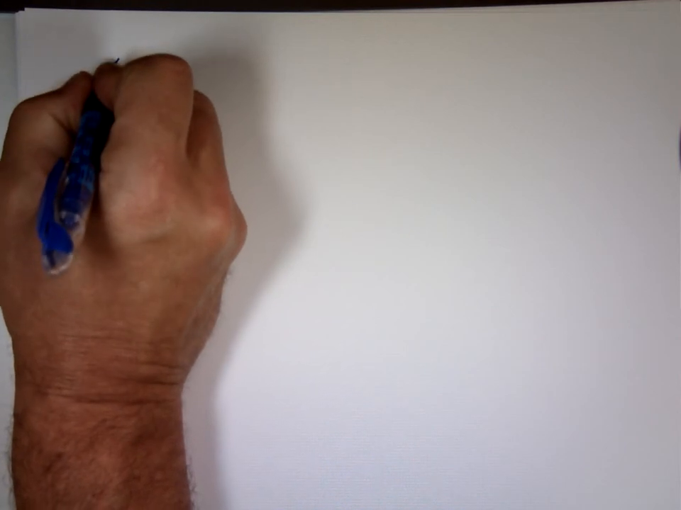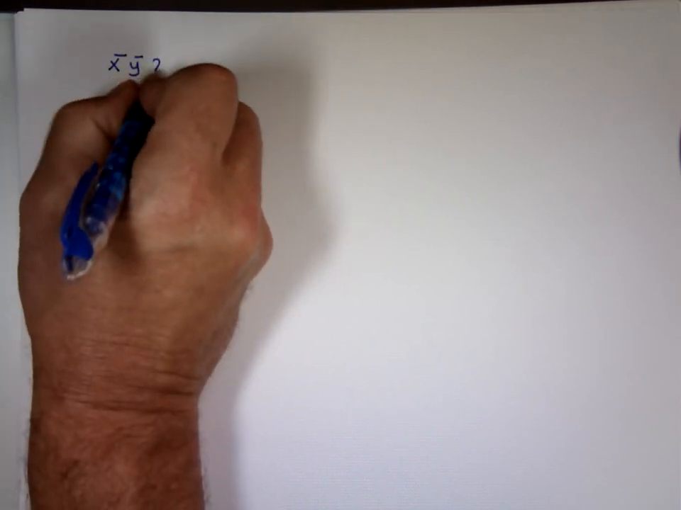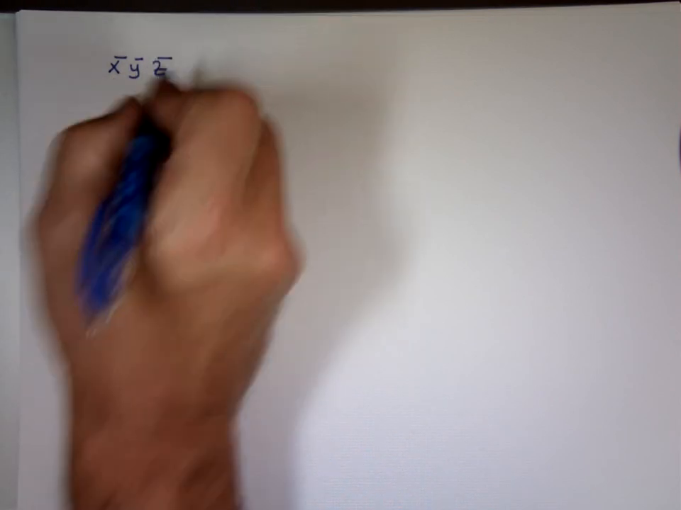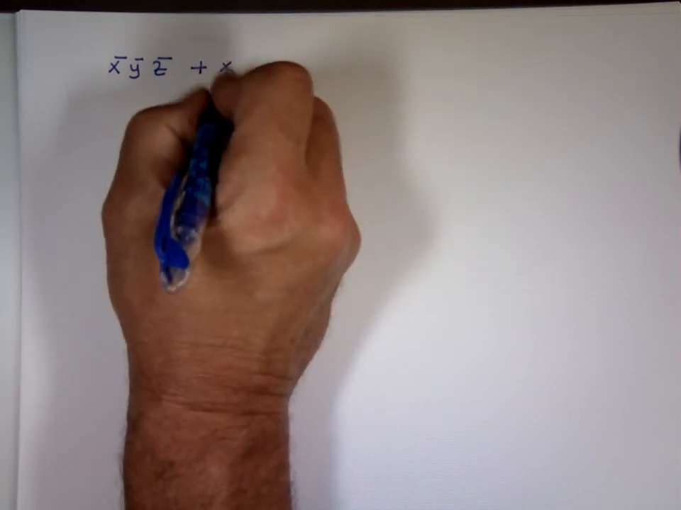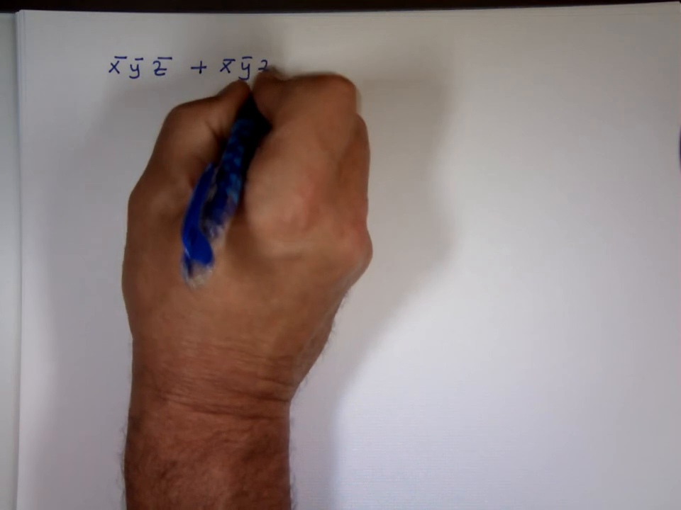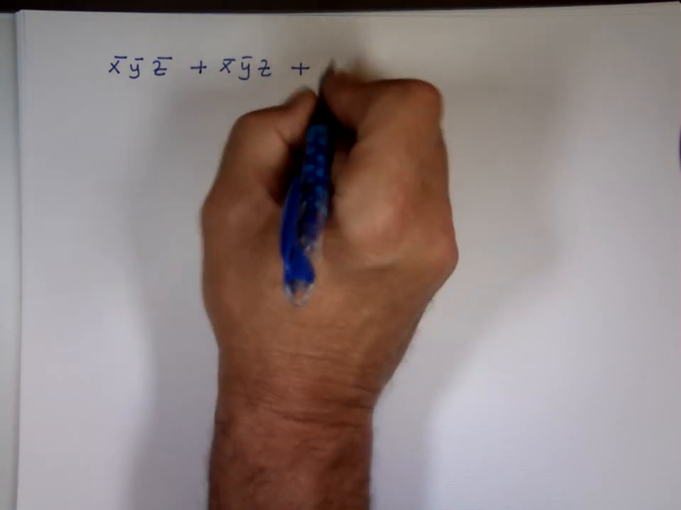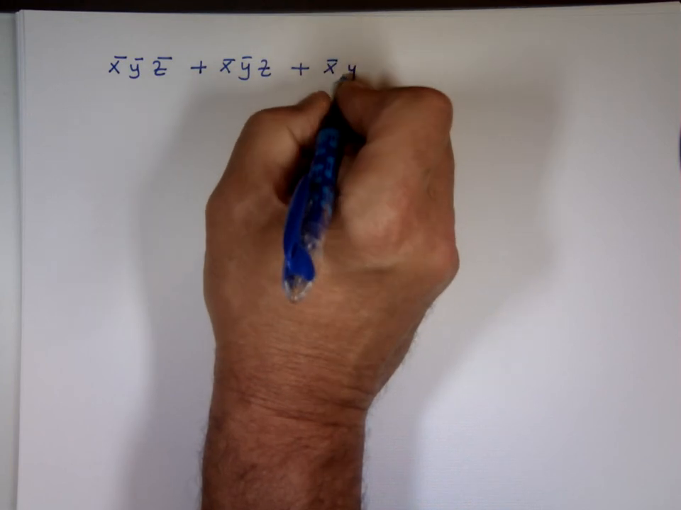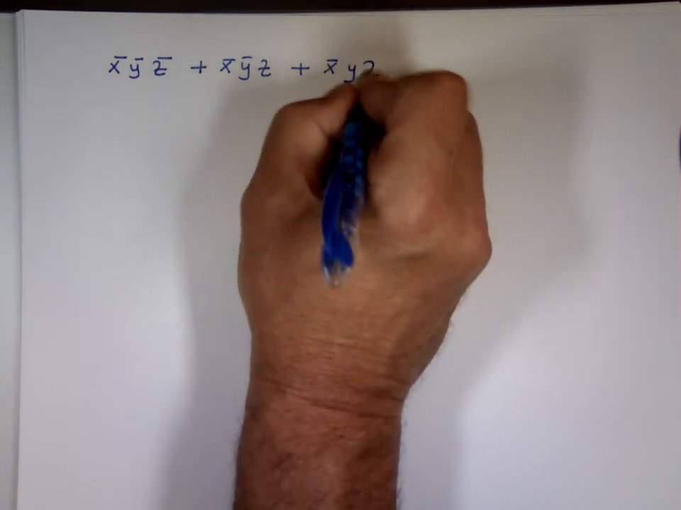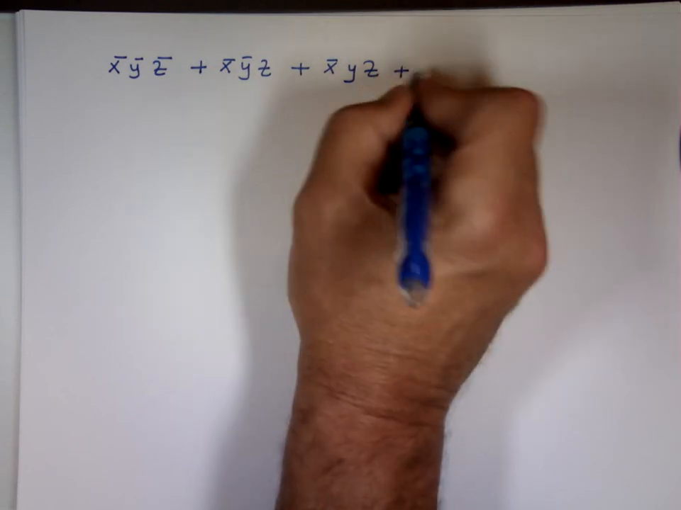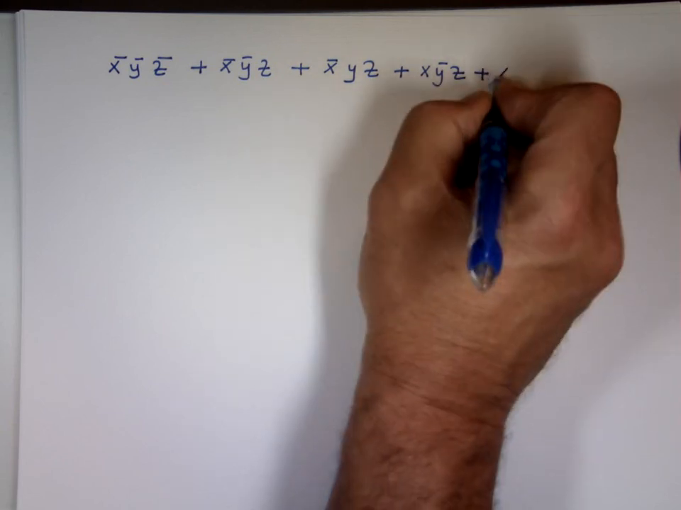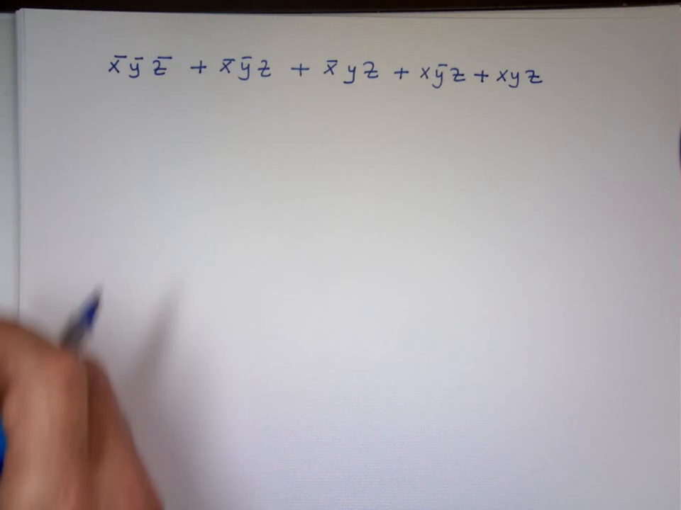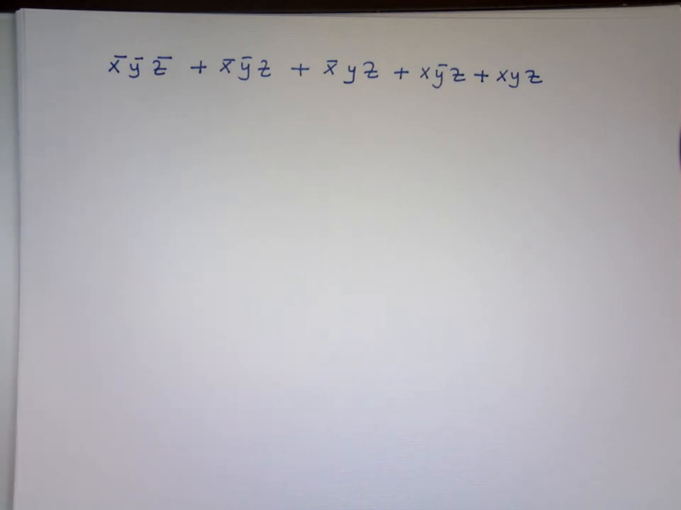I got x bar y bar z bar, plus x bar y bar z, plus x bar y z, plus x y bar z, plus x y z. You have an expression that looks like this, and you want to simplify that expression using Boolean algebra.